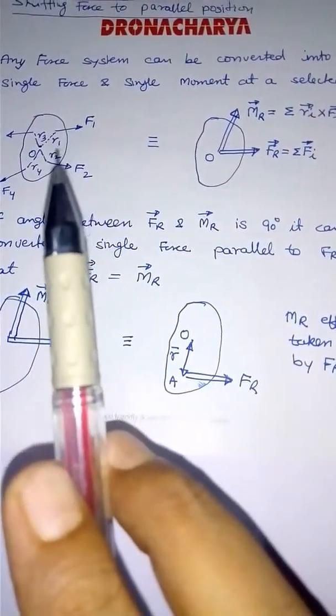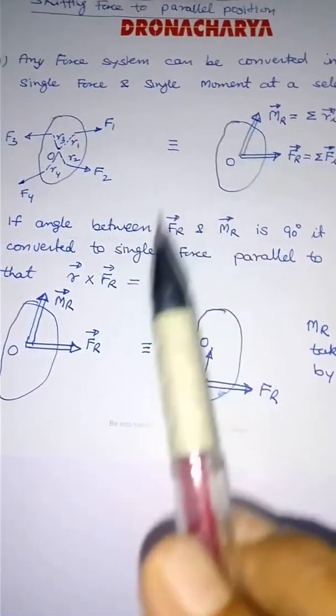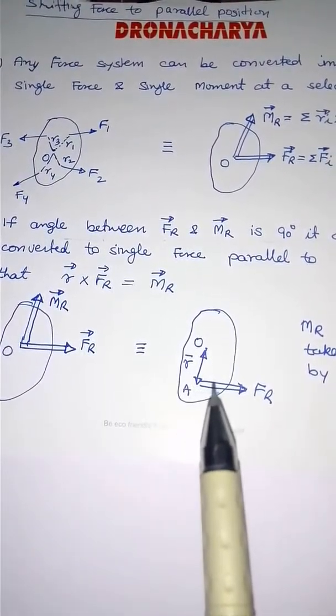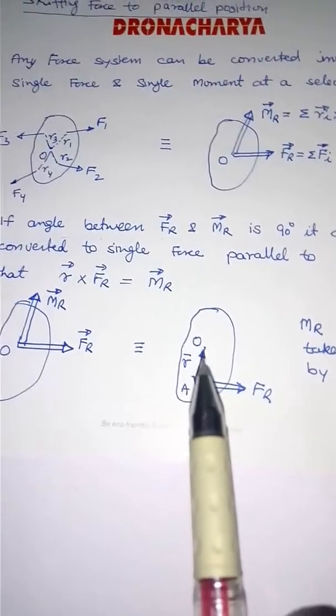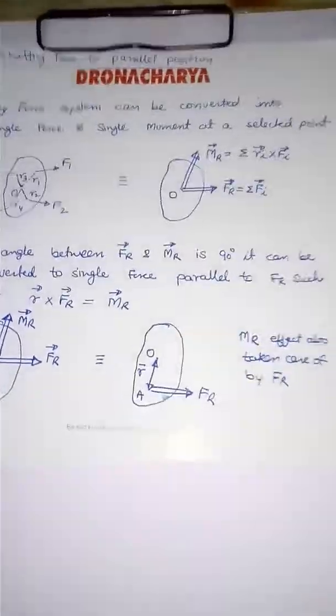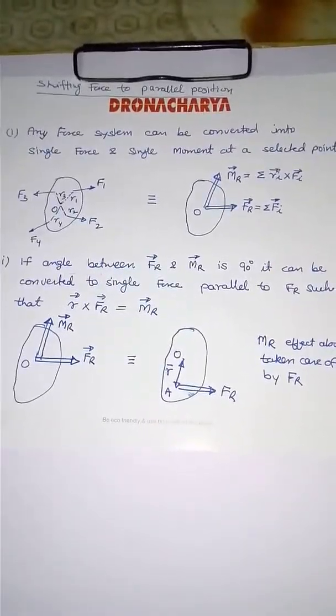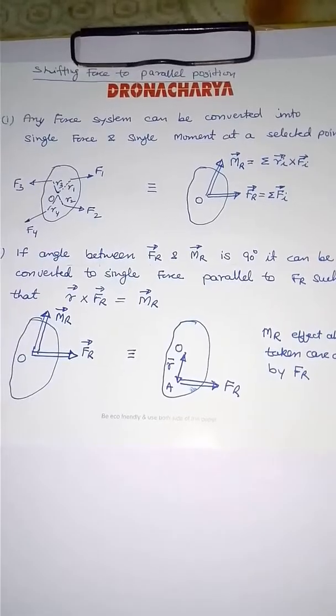So any kind of force system can be converted into a single force and moment, and it can further be converted into a single force parallel to the resultant force at a selected point. This can be quite useful in many of the numericals for converting force into couples or converting force into a single force.